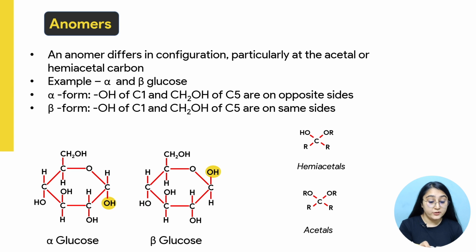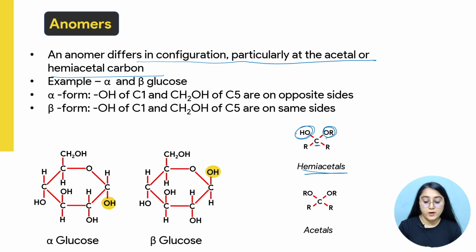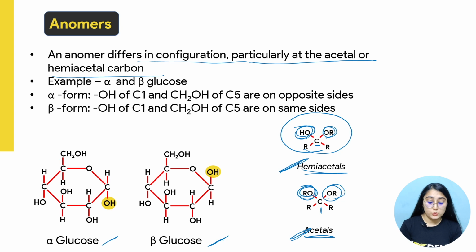Anomers differ in their configuration, particularly at the acetal or the hemiacetal carbon. Hemiacetal carbon is the carbon to which 1 OR and 1 OH group are attached. Similarly, acetal is when 2 OR groups are attached to the same carbon. So when we talk about anomers, we particularly look at the carbon which is either a hemiacetal or acetal. For example, in this alpha and beta glucose, we are looking at these carbons which are hemiacetals because on one side they contain an OH group and on the other side they contain an OR group.